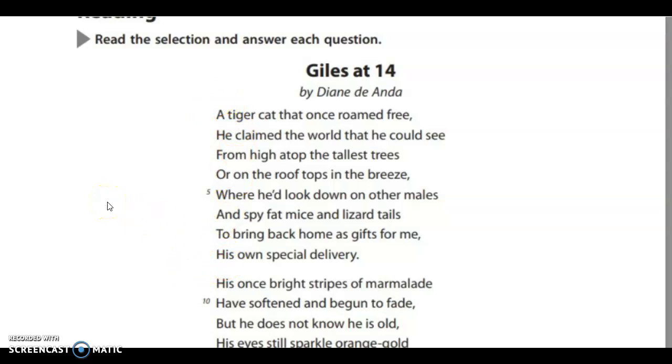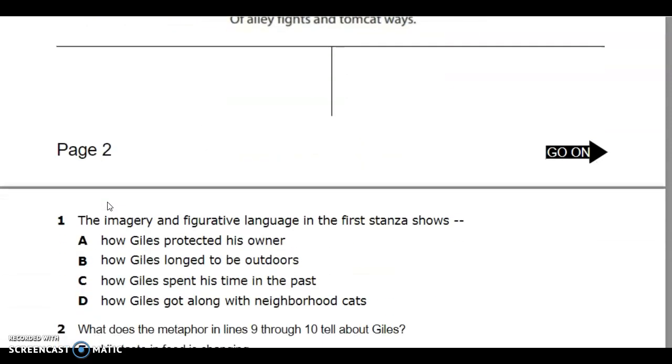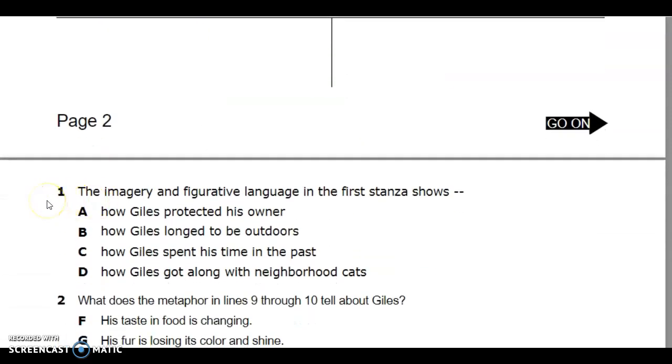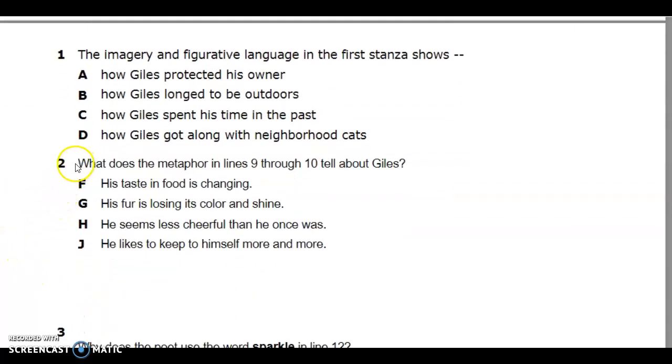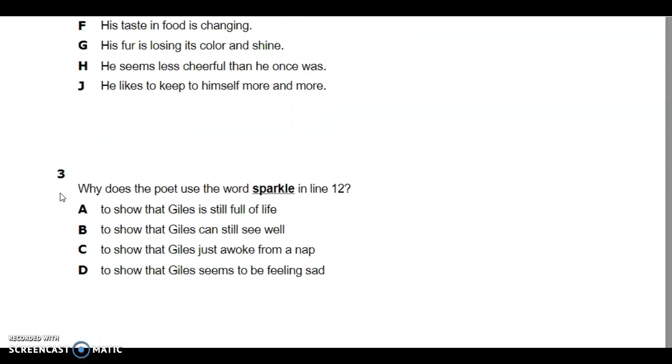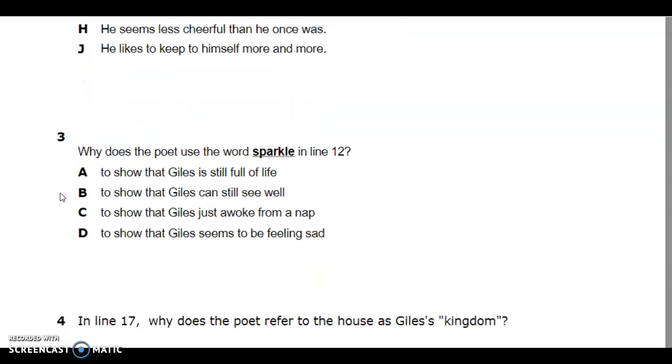The R in UNREAL stands for read the questions. So question number 1. The imagery and figurative language in the first stanza shows. And again, you're not reading the answer choices because you want these questions to stay in your mind. Question number 2. What does the metaphor in lines 9 through 10 tell about Giles? 3. Why does the poet use the word sparkle in line 12?